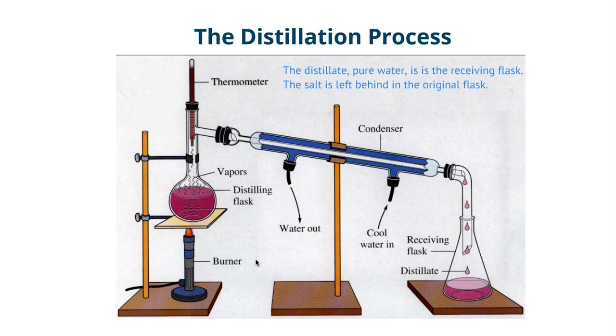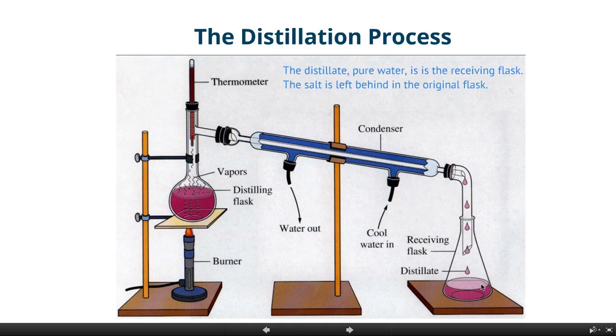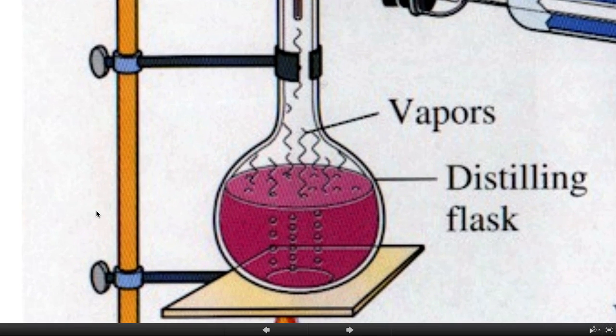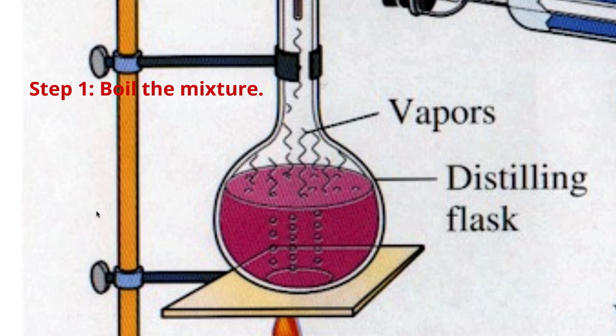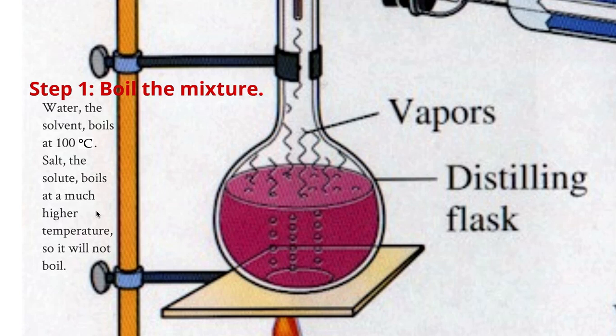And the distillate, pure water, is in the receiving flask. So this right here, this is the pure water. The salt is going to be left behind in the distilling flask. This is where everything starts off. The first step in the distillation process is to boil the mixture. When we do that, water, which is the solvent, boils at 100 degrees Celsius. Salt, which is the solute, boils at a much higher temperature. So the salt is not going to boil.